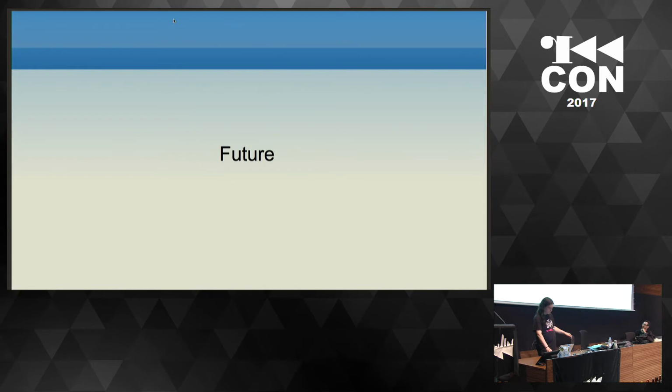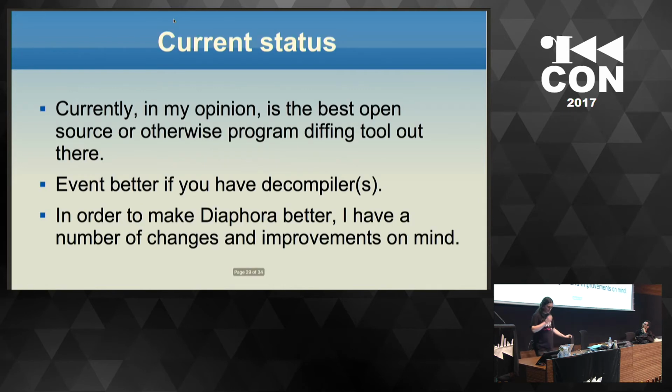So, the future, before Pancake continues. The current status, in my opinion, but well, in the outro I'm going to say it, is the best open source or otherwise program for doing program diffing as of today. Back in the day, it was BinDiff with no doubt. As of today, Diaphora is better. If you have the decompiler, it's the only one that is going to make use of the decompiler.